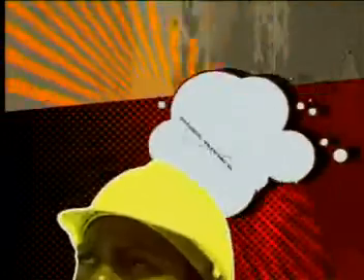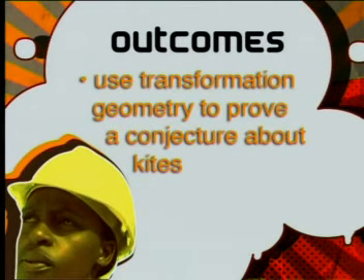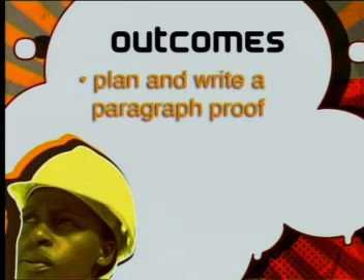Good, because in today's lesson, we'll also be using transformation and Euclidean geometry to investigate some of the properties of kites. By the end of this lesson, you should be able to use transformation geometry to prove a conjecture about kites and plan and write a paragraph proof.